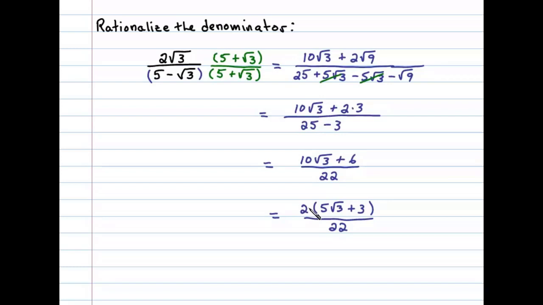And then finally, dividing out a 2, we'll be left with a factor of 11 in the denominator. So this equals 5 square root of 3 plus 3, divided by 11.